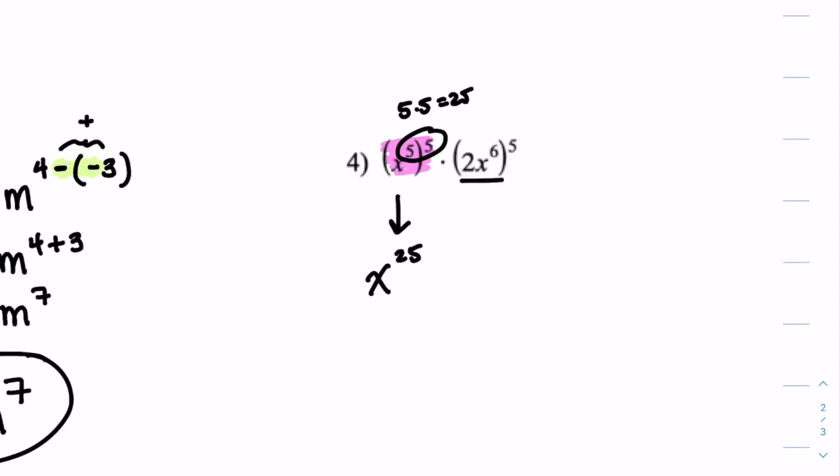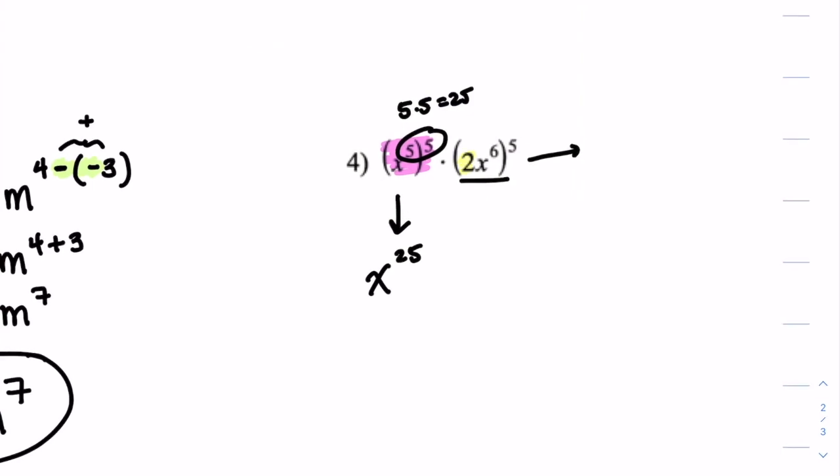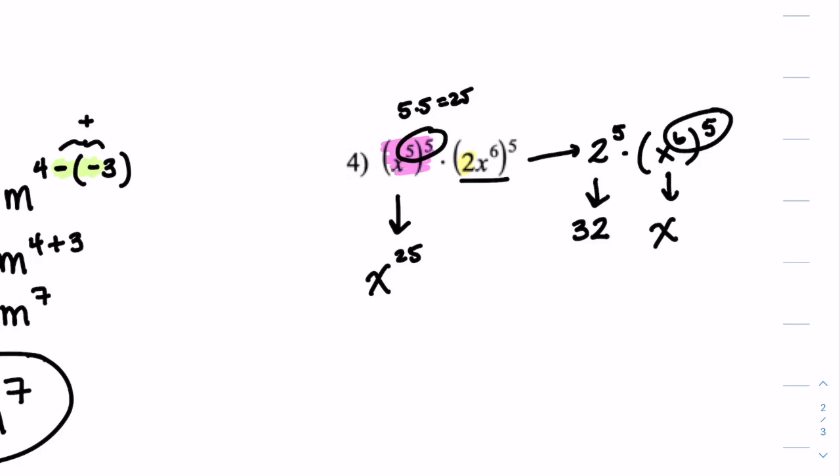And then this one, same thing. We have power to a power, but also notice that there's a 2 stuck in there. So the 2 also gets the power. So this should be 2 to the 5th times x to the 6th to the 5th. So just notice how I gave each piece of that its power. This one can easily be simplified to 32. This one, again, we would multiply the powers, so that would be x to the 6 times 5, which is 30.